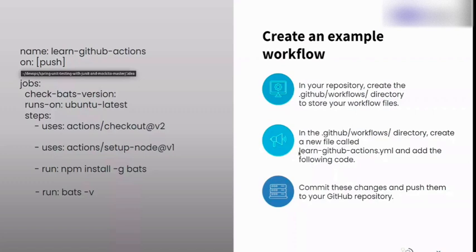Let's consider that it is learn-github-actions.yml, and add the following code. This is an example code that you can use, but as per your application and your requirement, you can specify your own actions and your own jobs, which jobs you actually need to execute. And at the last, commit these changes and push them to your GitHub repository. So you can see in this example, there is a name specified.